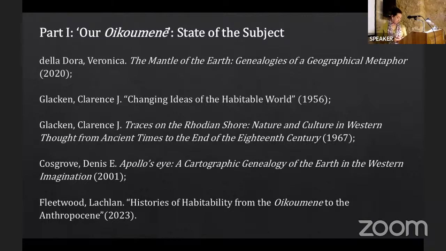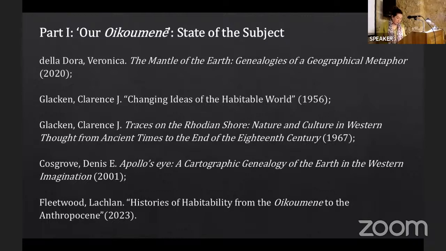My research builds upon della Dora and Lachlan's theorizing and examines Byzantine ideas of the same concept of the Oikoumenē in connection to habitability. And I think, to my knowledge, this is a new addition to the scholarship in Byzantine studies.